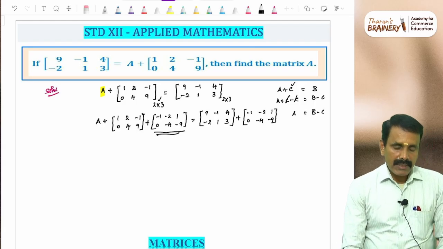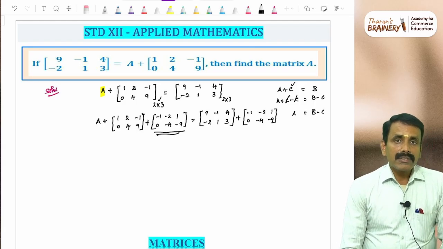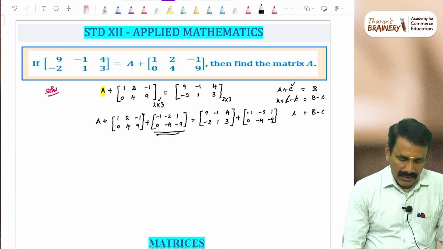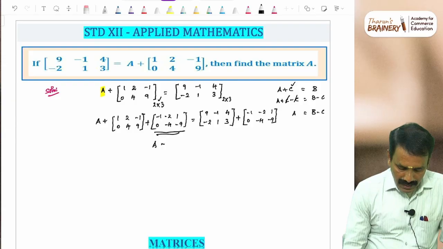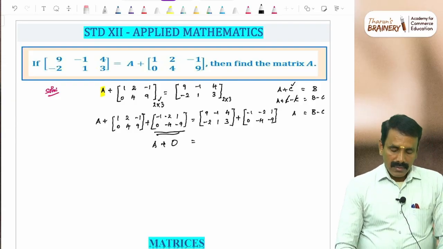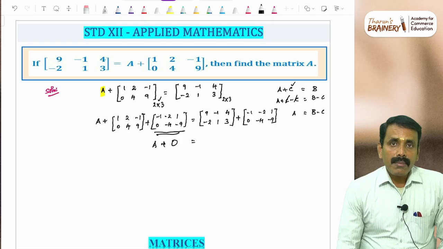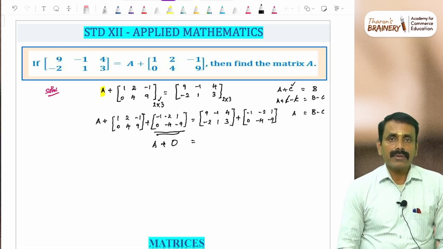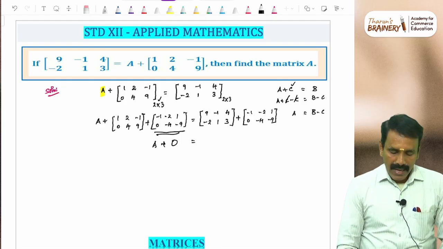Left hand side, these two matrices are additive inverses of each other. So, if you add these two matrices, it is going to be null matrix. So, A added with null matrix. Right side, these two matrices are going to be of same order. So, we can add them. How to add? As usual, same procedure. Corresponding elements will be added.